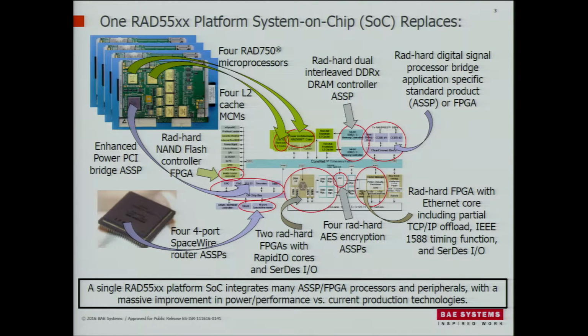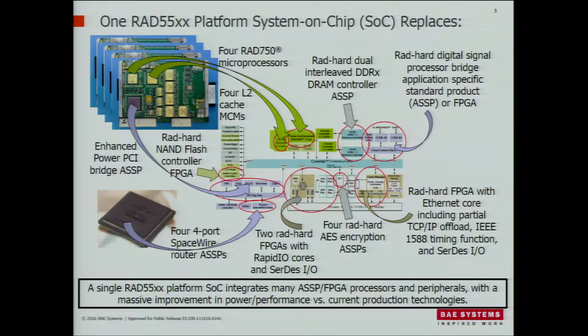Okay, so the message on this first chart is there is a lot of function on this device. It's a system on a chip. That's kind of obvious in the terrestrial world where there's been SoC devices for many years, but in the radiation-hardened world, that's not the norm today in flight. So in the middle of this chart is a block diagram of the RAD55xx, and there'll be a bigger version of that later, and we can look at it in a little more detail.